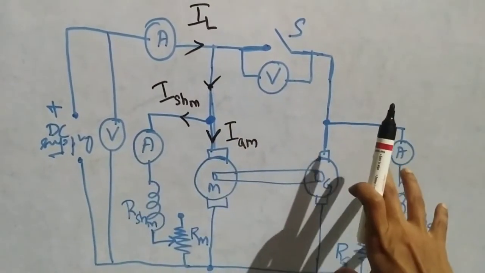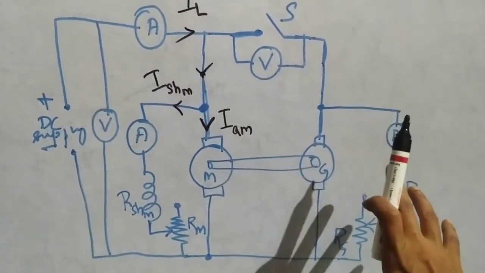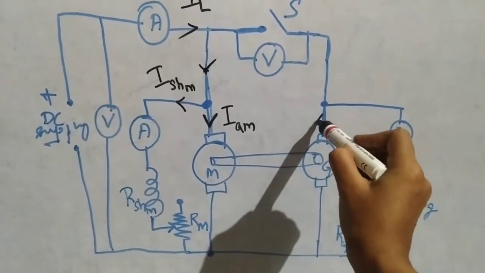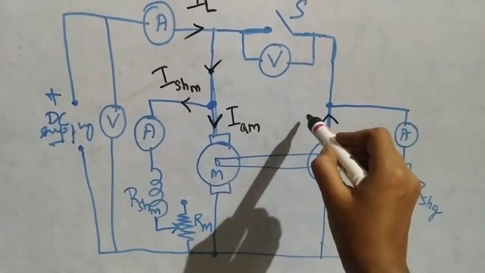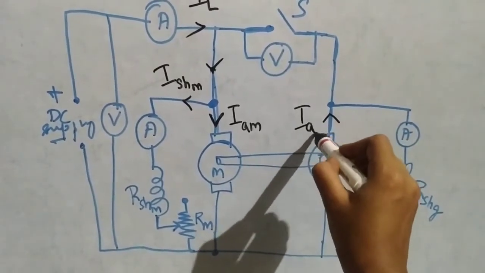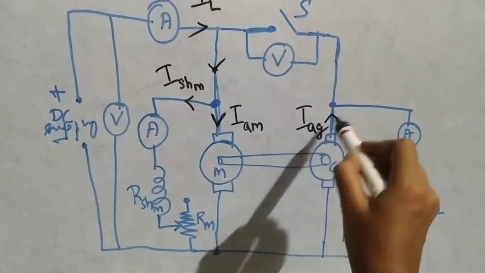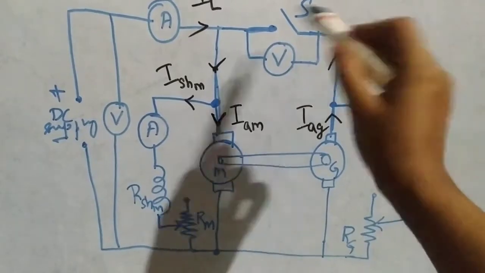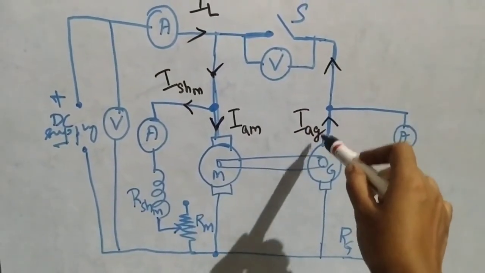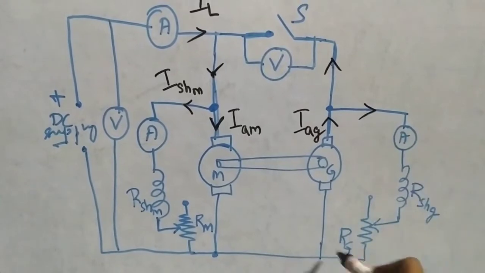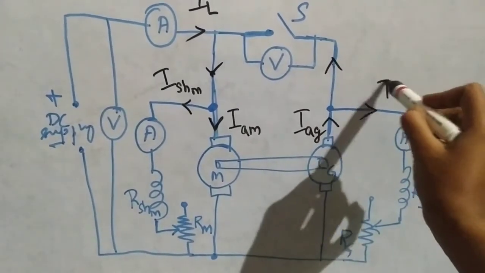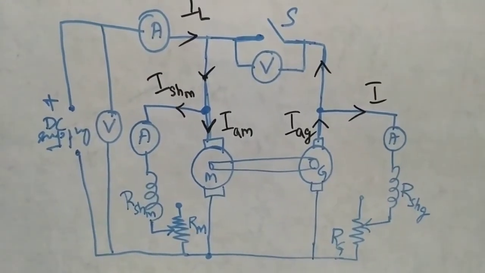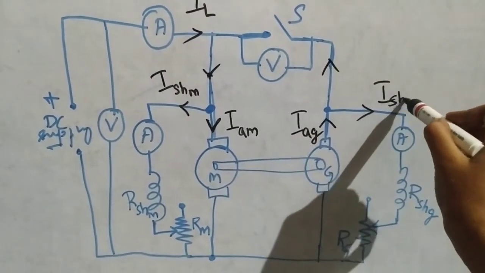Now similarly you can complete the current path for this generator also, right? So what is the output of the generator? Current will leave, right? So let me take the armature current here. This is the armature current of the generator. This is the current which will be coming out, and a part of this current will be entering here. The current which is flowing here will be again I shunt G.